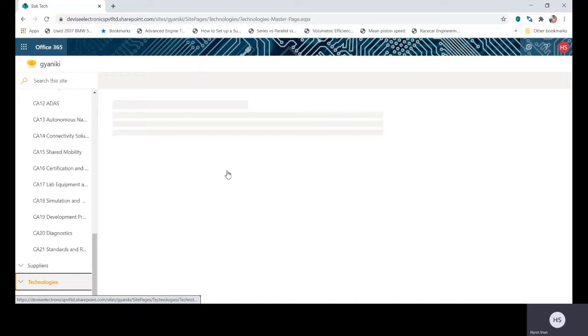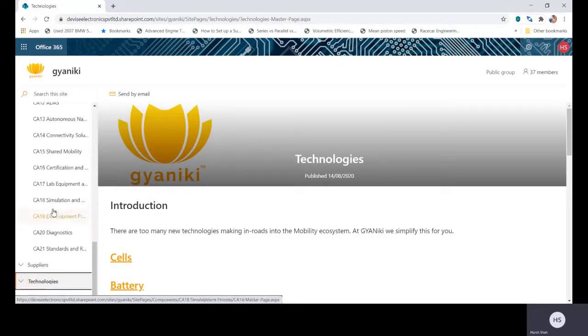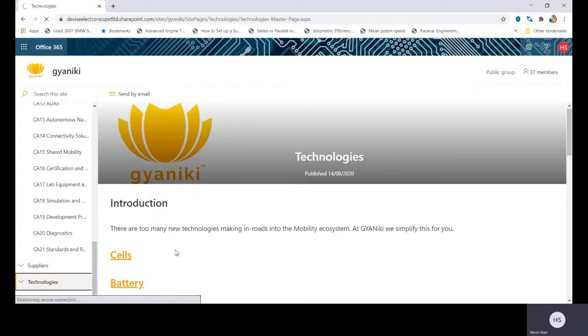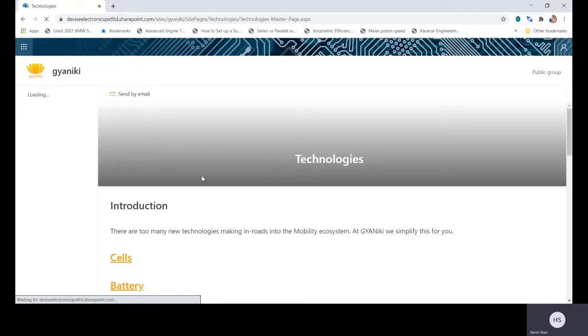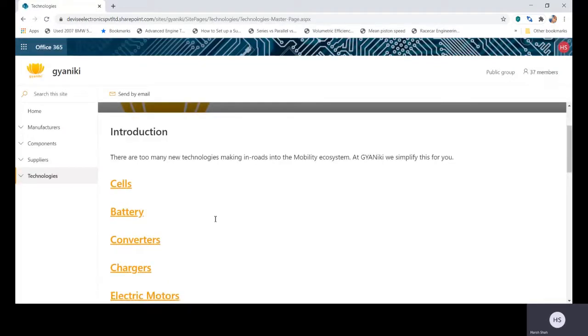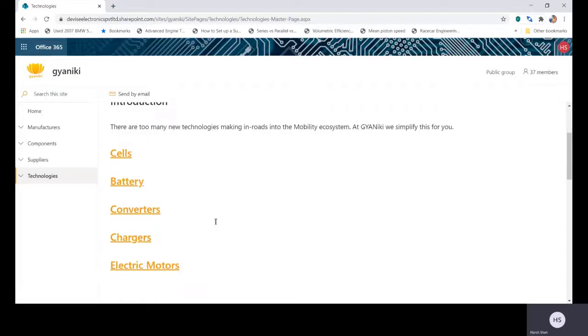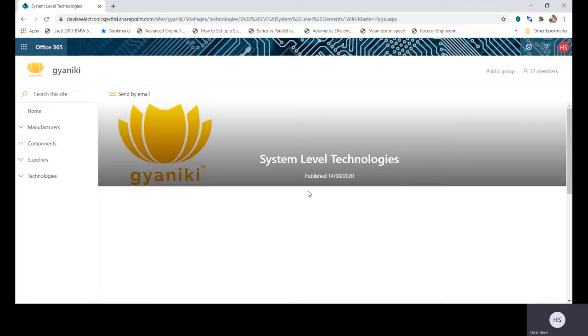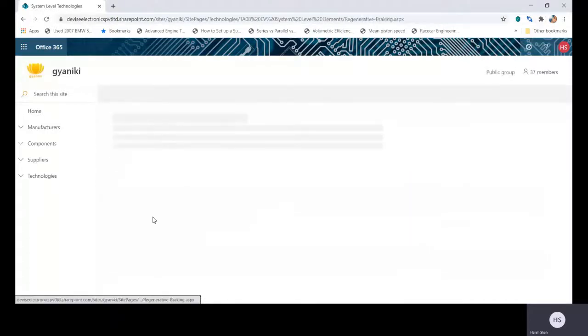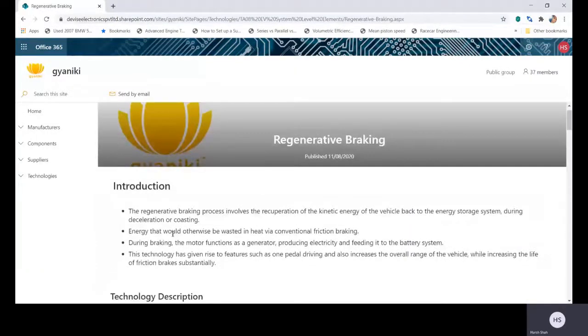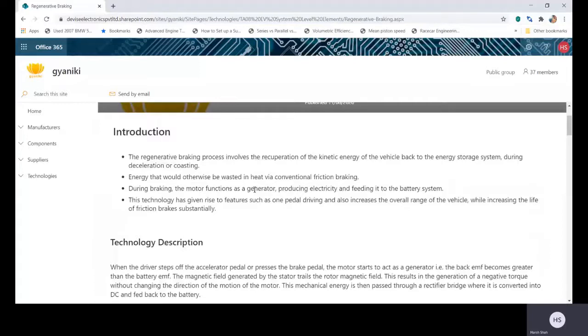Then we have a technology tab. We're able to, of course, look it up right here, as well as scroll through the list within the technology section, right? So let's say that I want to look at some system level elements, right? And within system level elements, let's say that I want to research what is regenerative braking and how it works. So again, we have an introduction of what regenerative braking means.